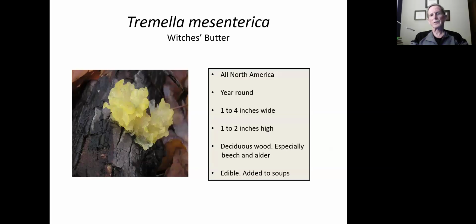Okay, so here's Tremella mesenterica, witch's butter. As you can see, it's like the orange, only it's lighter. Again, year round, all North America. I see this most. I don't see it down here. I find these mostly up above about 1,000 feet. I'm sure you could find them, and I have, but they're much more prolific up in the Shenandoah Park area. That's where I find them mostly. That's where this was taken, and they're edible. Again, deciduous wood. The orange one grows on conifers. That's one of the reasons you can tell the difference.